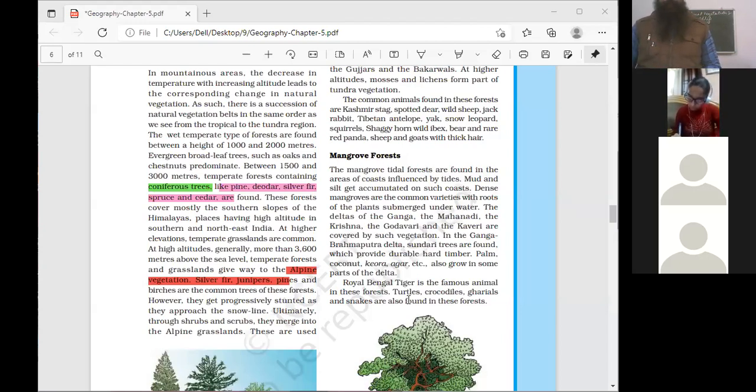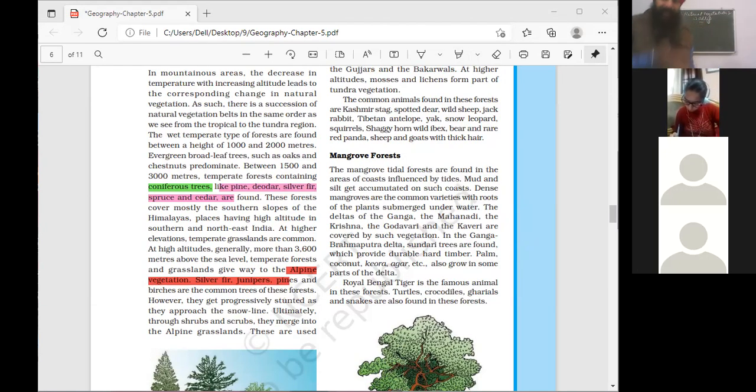So afterwards, from 3,500 towards 5,000 meters, generally shrubs are growing. Shrubs and grasses. No possibility of growth of vegetation, just shrubs and grasses are growing at a height of 3,500 to 5,000 meters. And afterwards, from 5,000 meters to 8,000 meters from the mean sea level, growth of vegetation is not possible because of heavy snowfall.